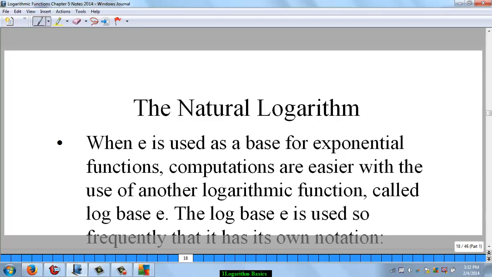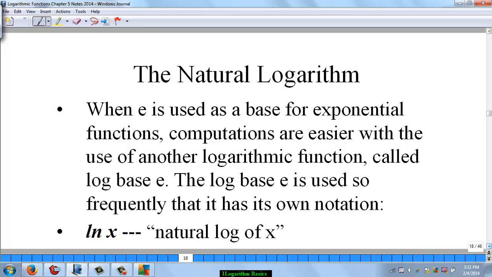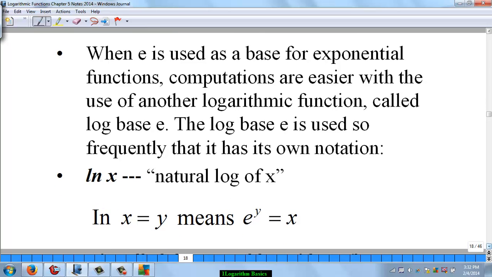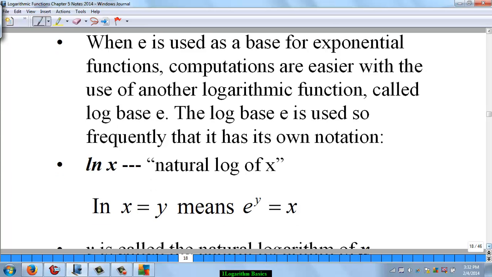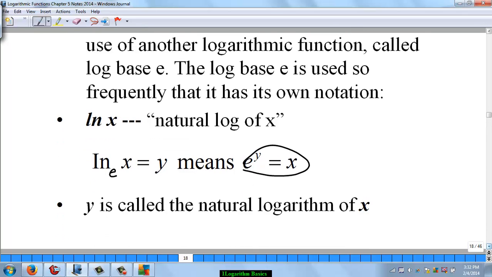Okay, now where e used to be as a base for exponential functions, computations are easier with the use of another logarithmic function called log base e. The log base e is used so frequently that it has its own notation, ln x, or the natural log of x. Ln x equals y means e to the y equals x. So here, if you see ln, it's understood that it's base e. You can rewrite it. E exponent is y. You do the same thing, equals x. So it has the same rules, and y is called the natural logarithm of x.